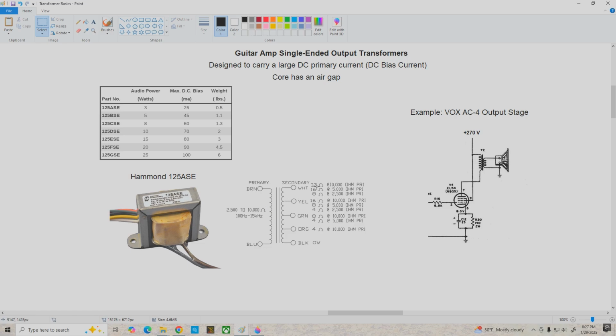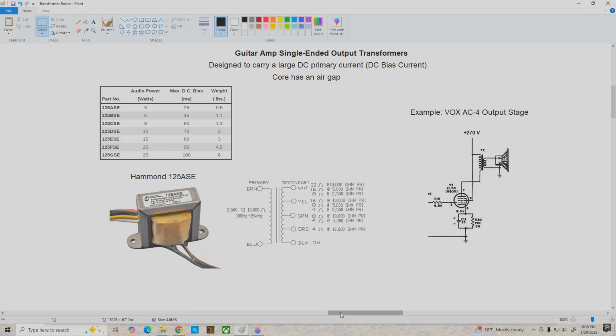And notice that we can match a number of different typical speaker resistances to any number of different primary reflected impedances ranging from 2500 to 10,000 ohms. All we have to do is connect the speaker to the appropriate taps on the secondary. And over here we see an example of a single-ended Class A output stage, the Vox AC4. It uses an EL84 pentode, and if we trace down from the power supply, we see that the amplifier gets its current through the primary of the transformer, and so it's carrying the entire bias current for this tube.